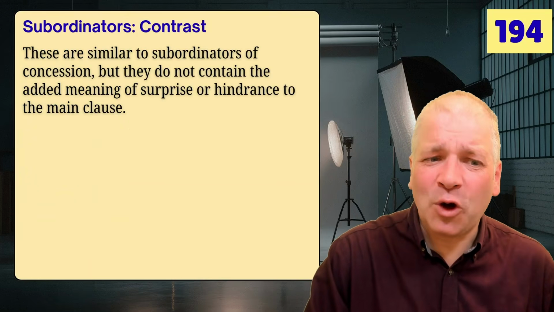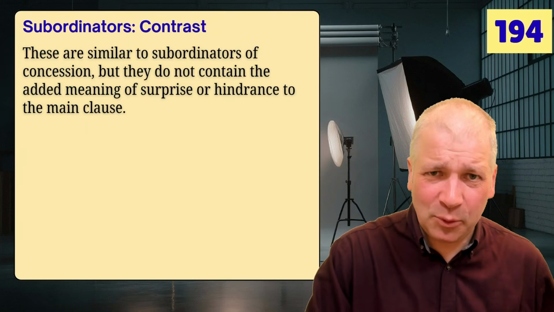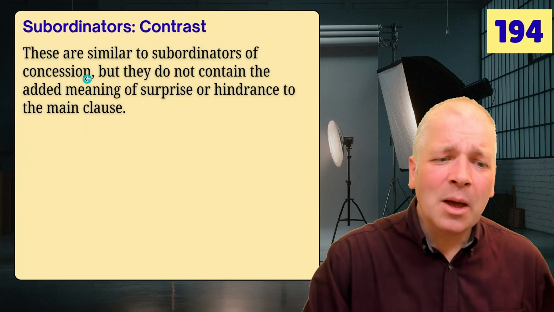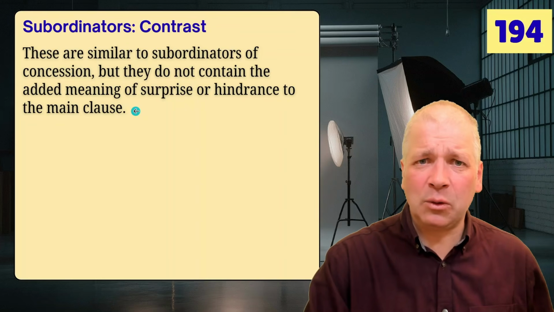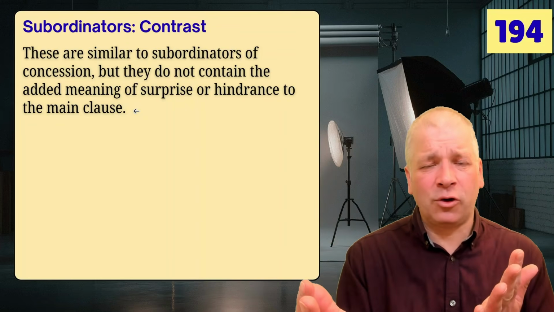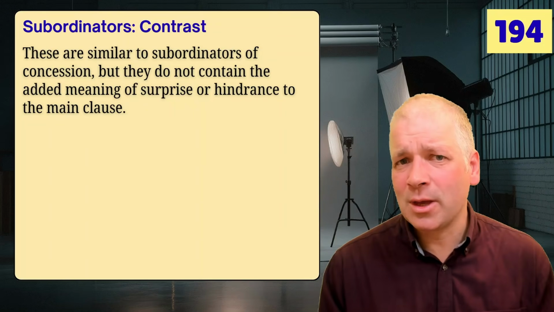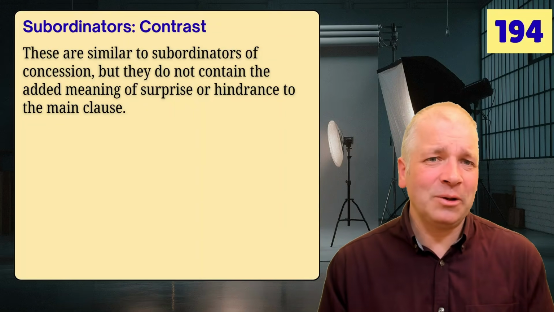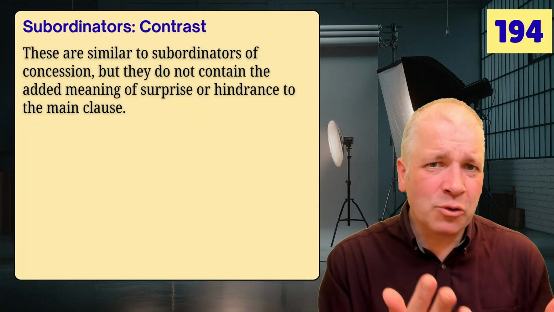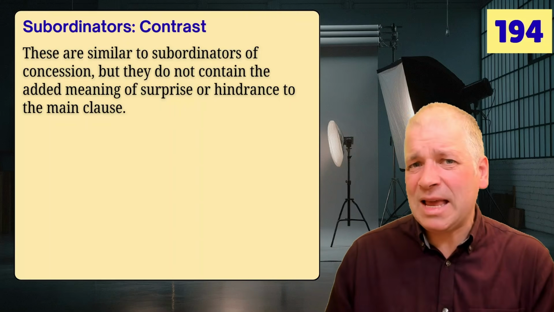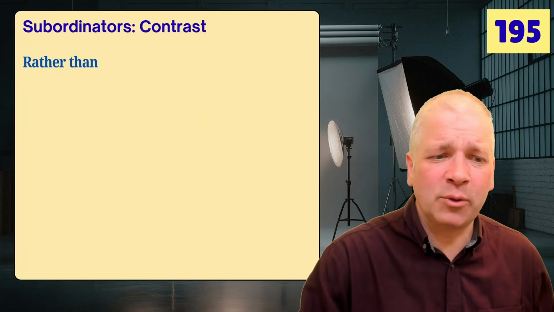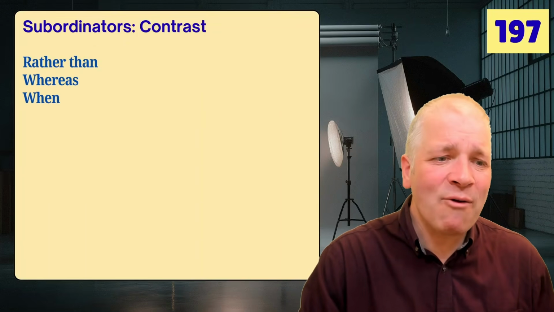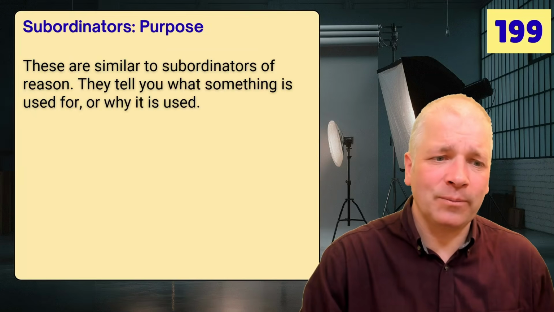Now, subordinators of contrast. These are similar to subordinators of concession, but they do not contain the added meaning of surprise or hindrance to the main clause. So here it's just a straightforward contrast. One thing is different to another. With a subordinator of concession, one thing is true, but we might have been surprised by alternative information. Now let's look at the contrast subordinators. Rather than, whereas, when, while.